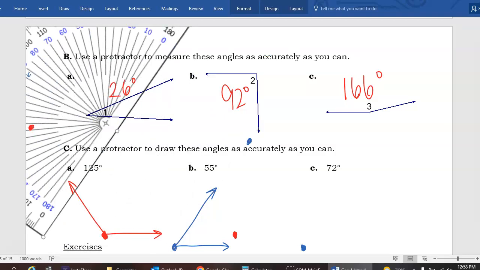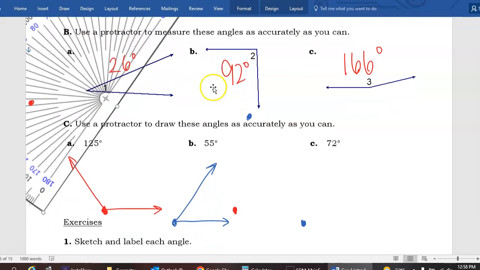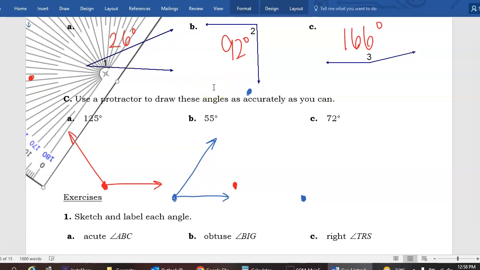Notice 55, acute, he's a little skinnier. 125, he's obtuse, he's much wider. I'm going to do one more example. We're going to do 72 degrees. And I'm going to do this one on the other side, just to kind of show you using the black scale instead of the blue scale.